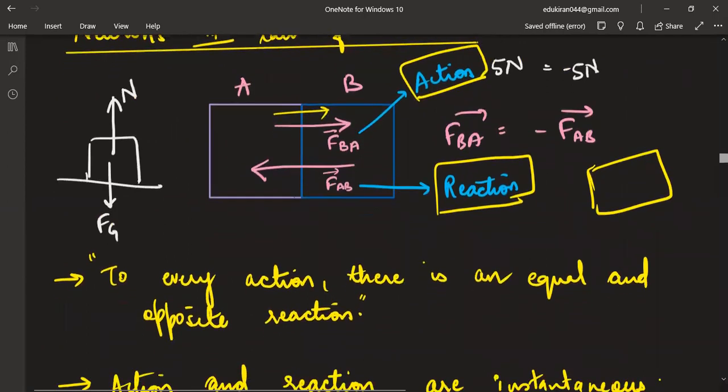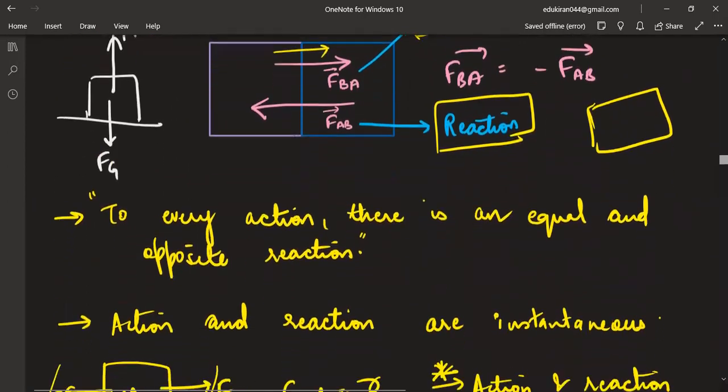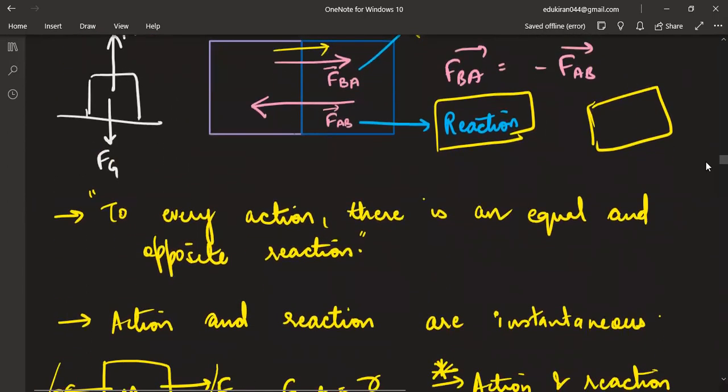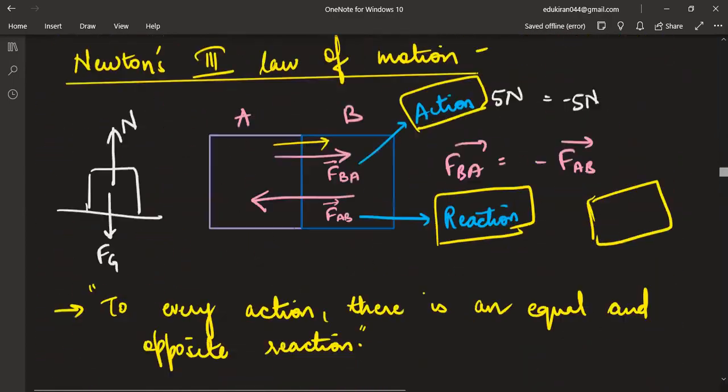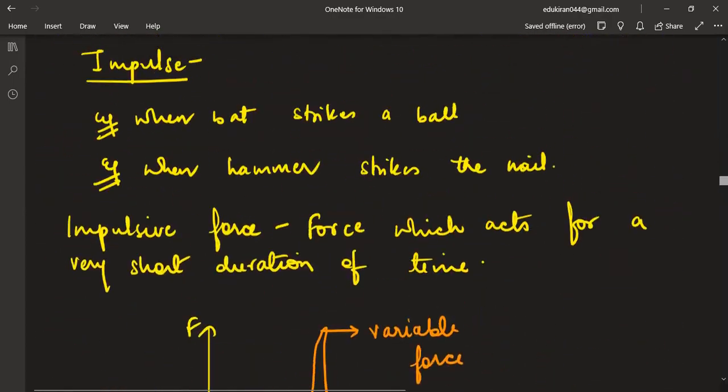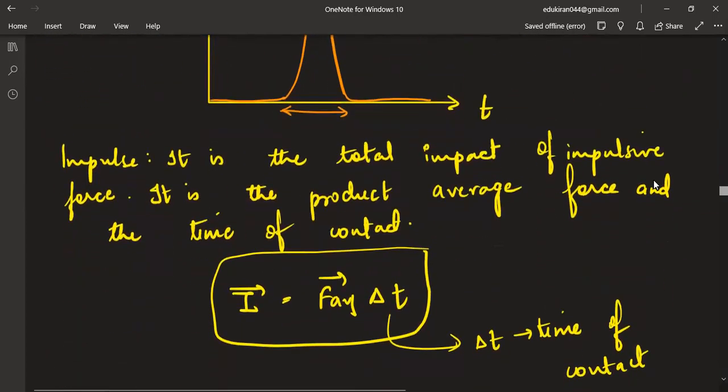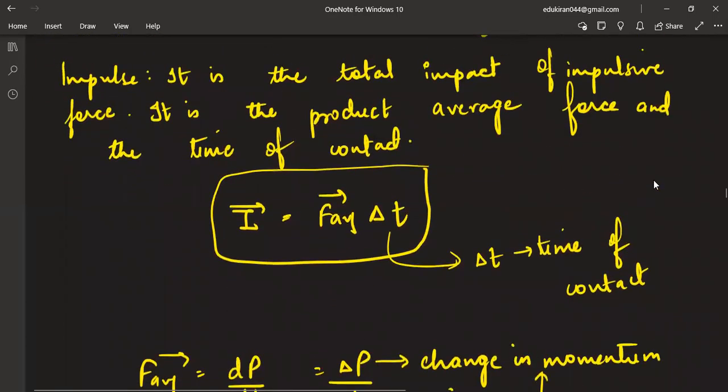The third law of motion says that to every action, there is an equal and opposite reaction. And action and reaction are instantaneous. They cancel each other. This is what you have to remember here. Impulse also you should remember. Questions on impulse are also there in your NEET exam. This is basically a force for a very short duration of time. That is known as impulse. So average force multiplied by the time of contact is the impulse.